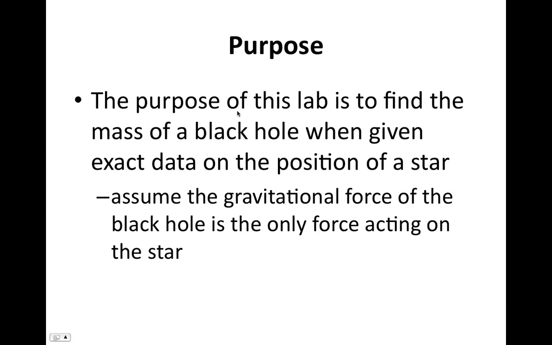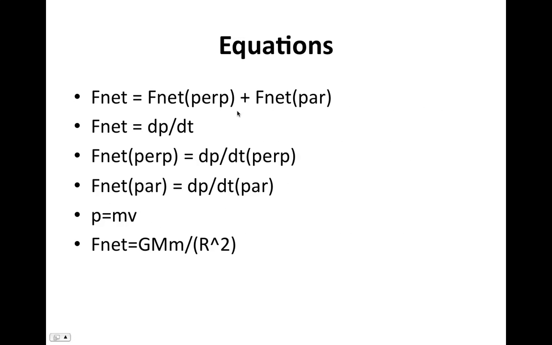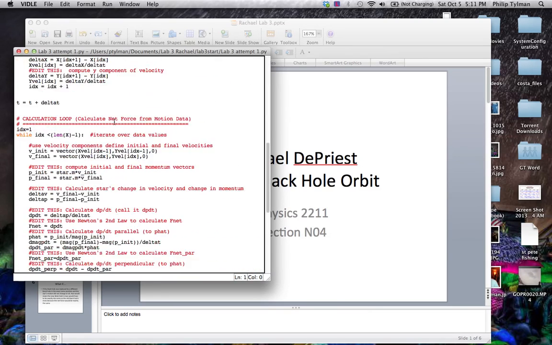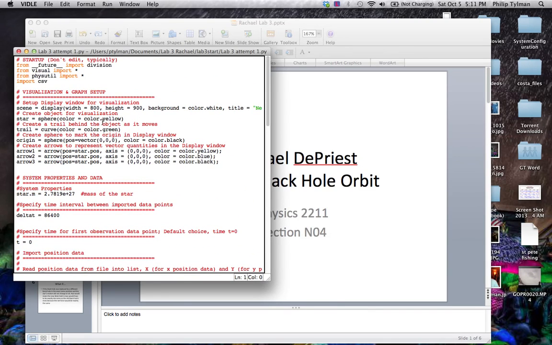Find the mass of a black hole when you are given the exact data of the position of a star that's orbiting the black hole, and you're assuming that the gravitational force of the black hole is the only force acting on the star. These are the equations you use for this, which we can see that I put in my code to show the star's position around the black hole.